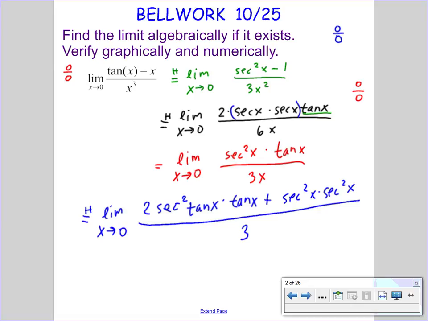It's marginally better. Let's see if I can avoid a rewrite here. We already know that as x goes to 0, secant goes to 1. So this is 2 times 1 times 0 is 0, plus this is going to be 1 times 1 is 1 over 3, which is 1/3. I'm getting 1/3. Is that indeterminate? No. Finally, we reached the end of the road, and I'm going to put equals 1/3.